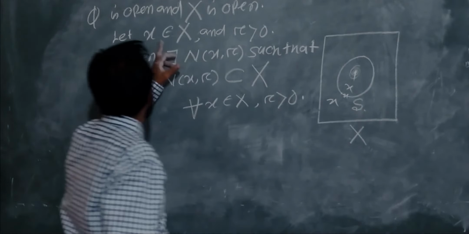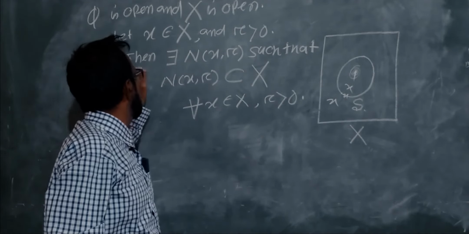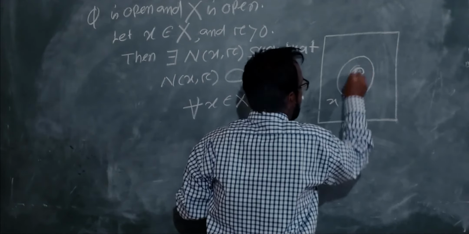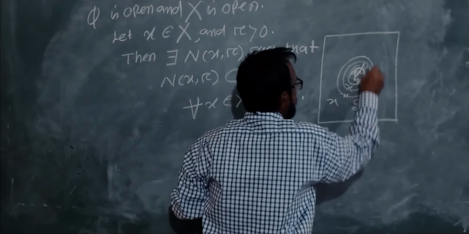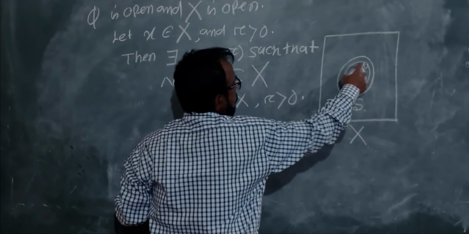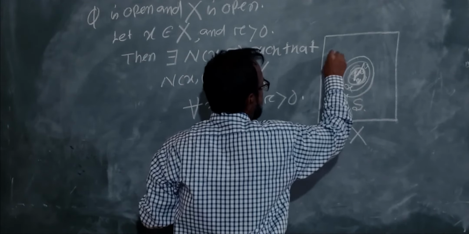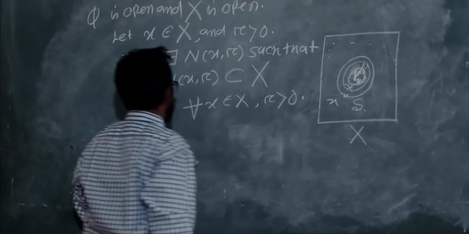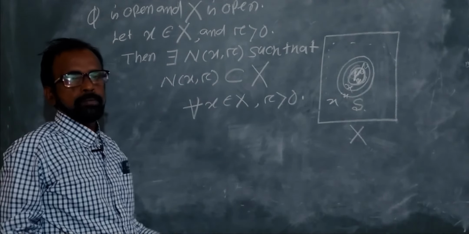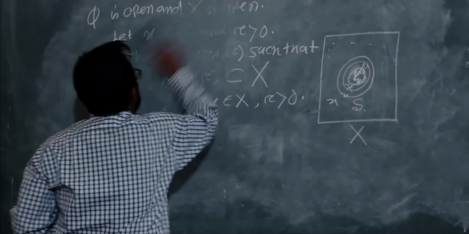You take an element x belonging to X and r greater than 0, the radius. Then there must exist a neighborhood of x which is a subset of that set. That means each point of X is an interior point, which means X is open. The whole space is open, and the null set phi is open. This is the first part of the theorem.